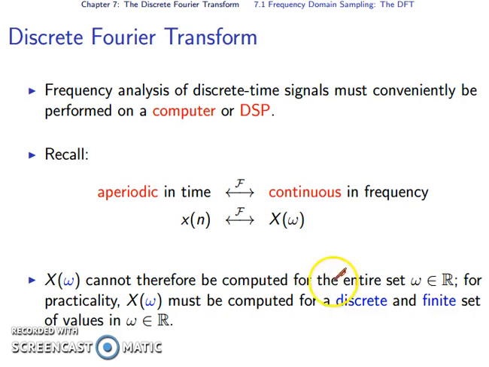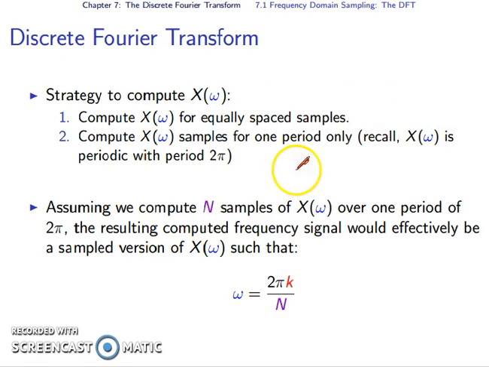But how can we store these infinite number of frequency components in a digital computer? We are using a digital computer, so it's very difficult. So what we will do is sample this signal in the frequency domain and store the frequency components. That's why we call it a discrete and finite set of values. The method used for this is what we call the discrete Fourier transform.